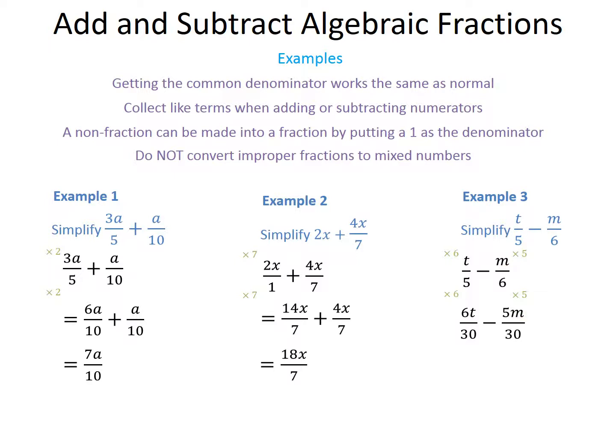Now on this next one, of course, I can't go 6t minus 5m. It's definitely not 1tm or anything like that because they're not like terms. And so what I do is I put the 30s together just by themselves underneath, just put 30 once, and this just stays as 6t minus 5m on top. So I'm basically just taking that and I'm making it all one fraction by putting the denominators together, and so I'm only writing the denominator once.